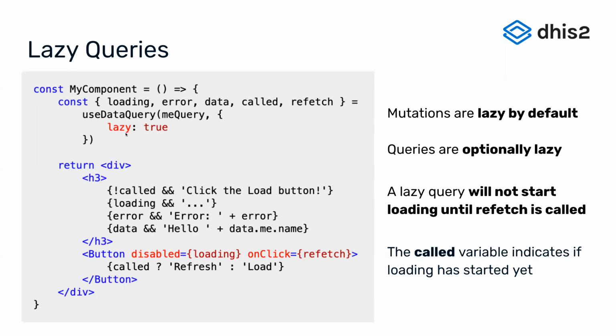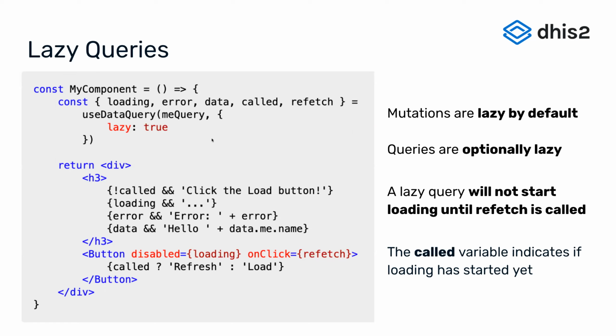And then once a refetch is called at a later time, then I will start loading and then return either an error or a data state. So queries are optionally lazy. It's an option that you can pass to the use data query hook. Mutations are lazy by default. You could actually pass lazy false to a mutation and it would run when that component mounts. I wouldn't recommend that. But they're lazy by default, which means that when you use the use data mutation hook, it won't do anything until you call the mutate function.